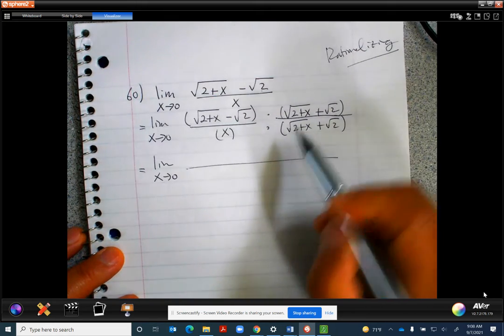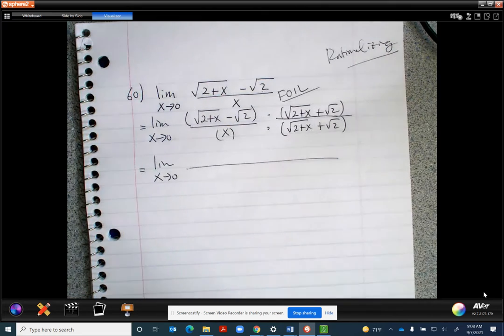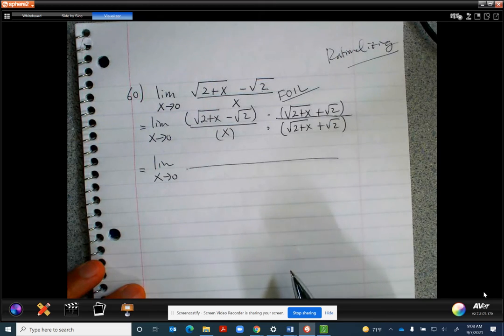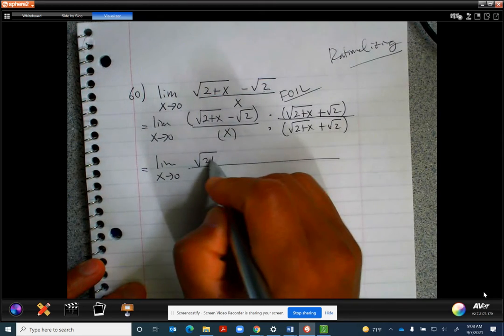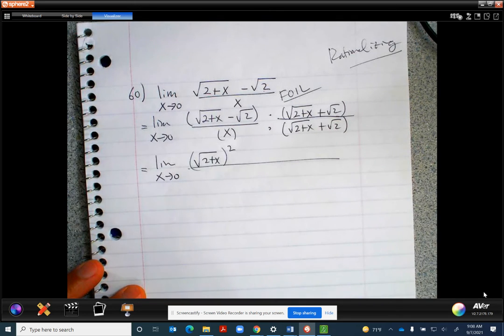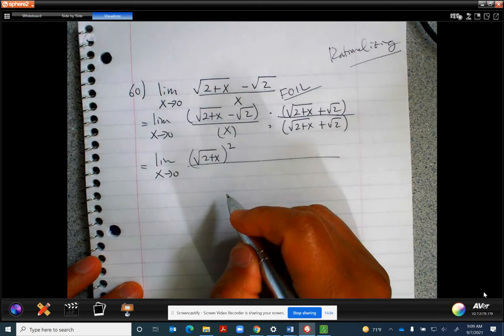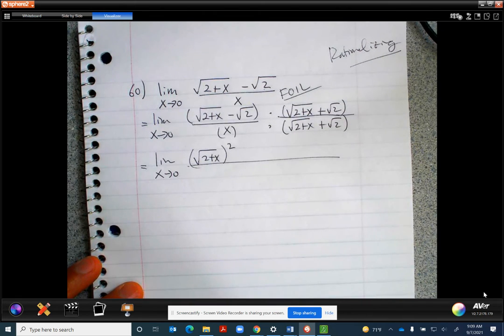All right, so when we FOIL this, remember F is the first one, so which one is the first one? Square root of 2 plus x, what? Power of 2. And then O is the outer one, so what is that? Help me. What's the outer one?